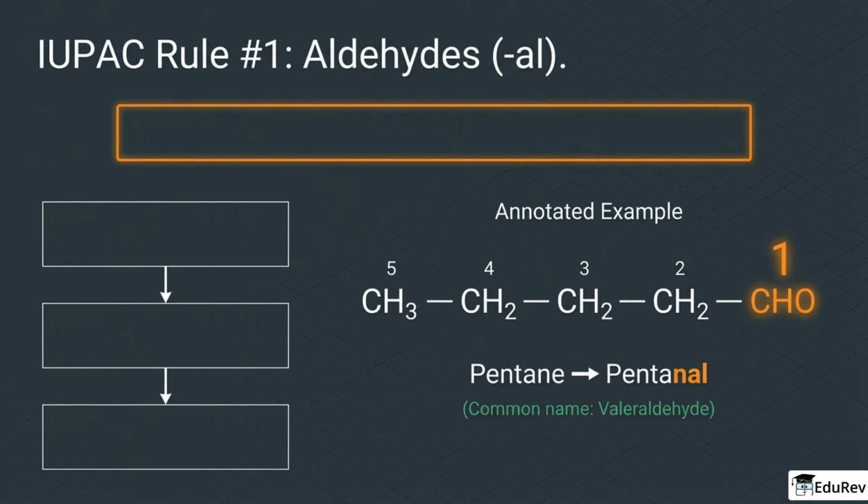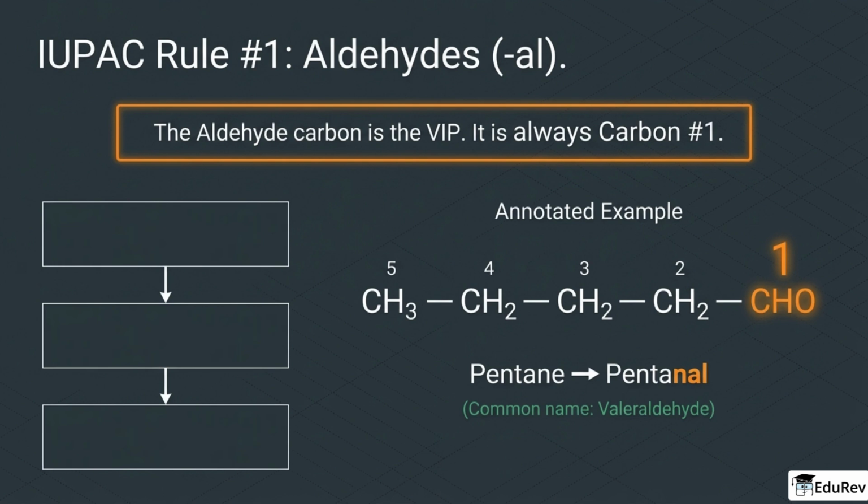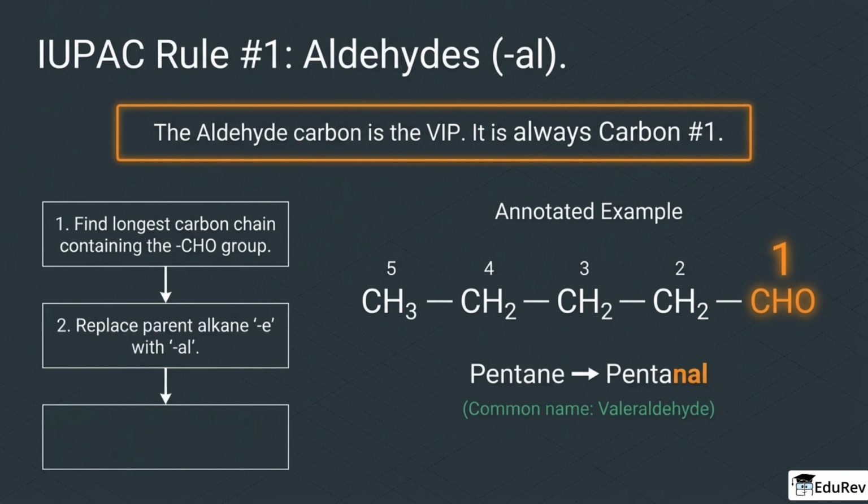Aldehydes get special treatment in naming because the aldehyde carbon is always carbon 1. That is, the VIP carbon. First, find the longest chain containing the CHO group. Then, replace the parent alkane ending -e with -al. Finally, number the chain starting from the aldehyde carbon. The example shown here turns pentane into pentanal, with the common name valeraldehyde. So, if the CHO group is present, the numbering starts from that end automatically.